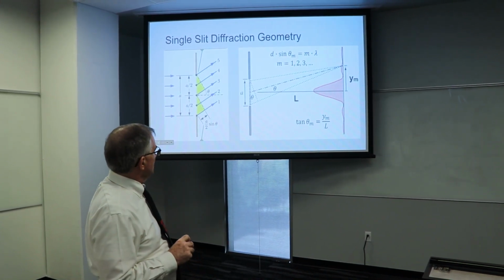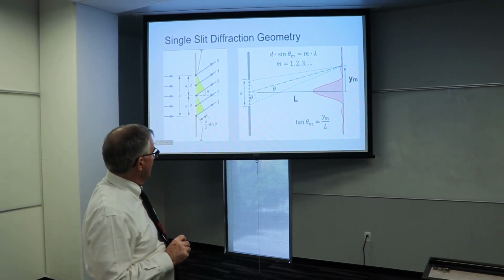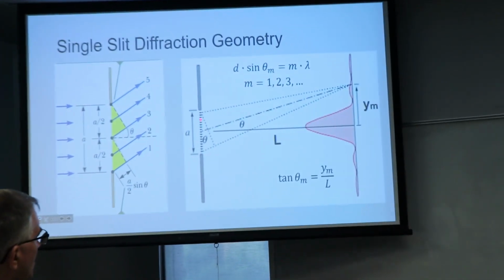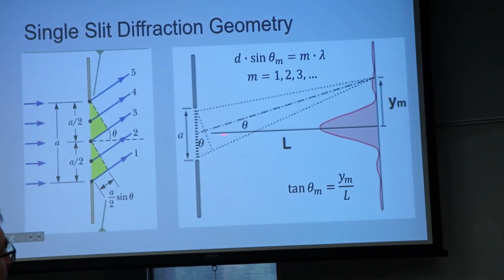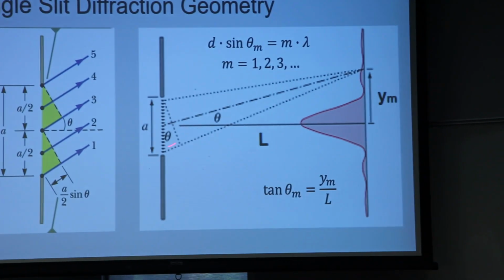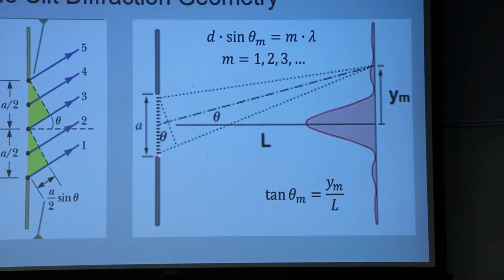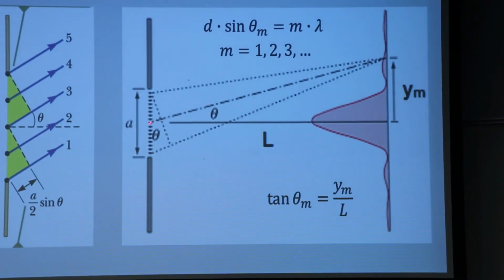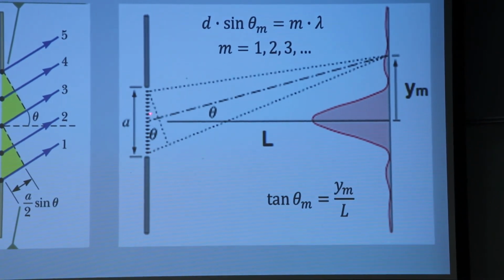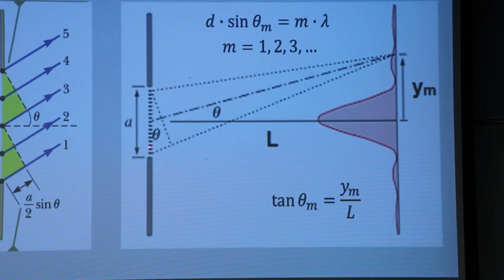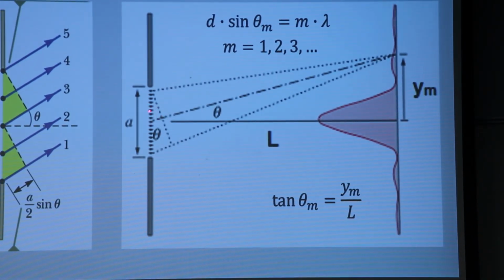What we say is, if we imagine the opening made up of a whole bunch of little point sources of light, and they're all producing spherical waves that are going out. Then we match up the first one with the middle one, and then the next one with the one after that, and the third one with the third one from the middle. And we work our way all the way across.